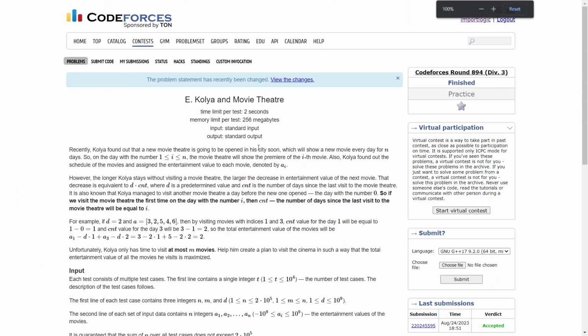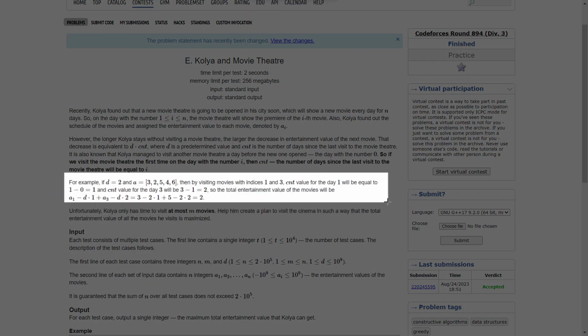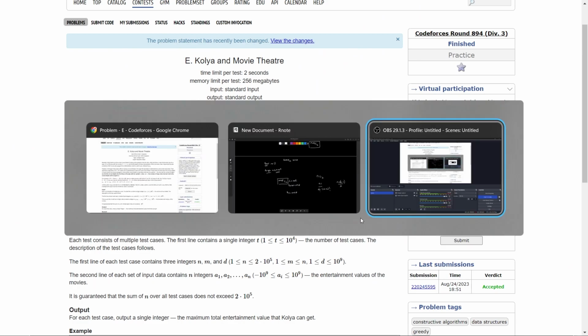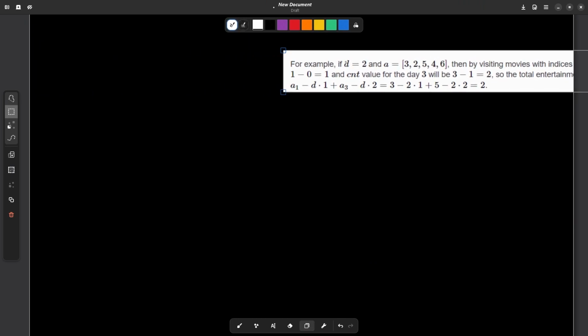So this particular problem was also not very difficult. It says that we have been given some movies, right? So this is the array of movies and each value is denoting the entertainment value of that particular movie. So let me just discuss this particular statement only, because this will help you to understand the problem. So you see what this is. Let me just make it a bit smaller.